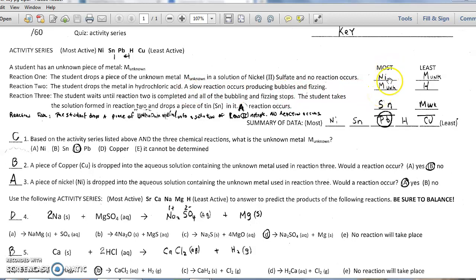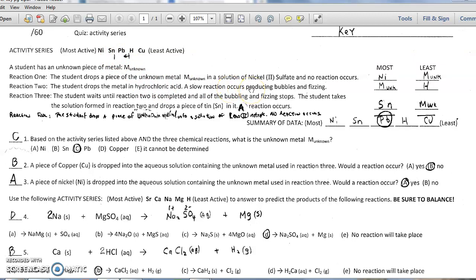Our unknown metal is more active than hydrogen. So we now can eliminate copper. We can eliminate hydrogen. It's not even a metal. So now we have that our unknown metal is either lead or tin. We know that the unknown metal is less active than nickel from the first reaction, and we know that it is more active than hydrogen from the second reaction. That means that our unknown metal is either tin or lead. We're guessing it's lead because it was a very slow reaction.